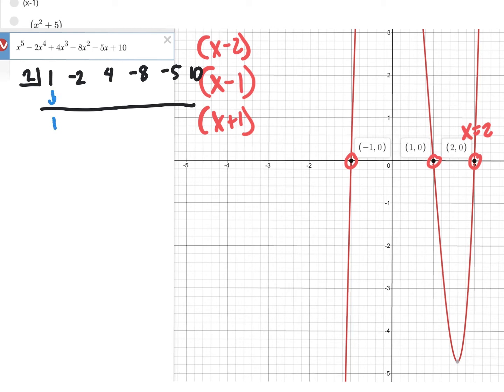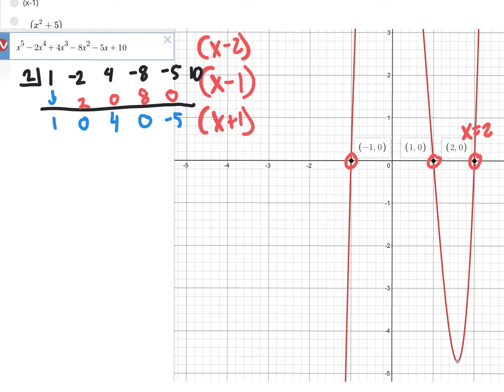So as you go down, you combine. 1 plus nothing is 1. As you go up, multiply. 2 times 1 is 2. Again, 2 times 1 is 2. And then as you go down, you combine, you get 0. As you go up, 2 times 0 is 0. As you go down, combine. 4 and 0 is 4. As you go up, multiply. 2 times 4 is 8. As you go down, combine. -8 and +8 is 0. As you go up, multiply. 2 times 0 is 0. As you go down, combine. We have -5 and 0 is -5.